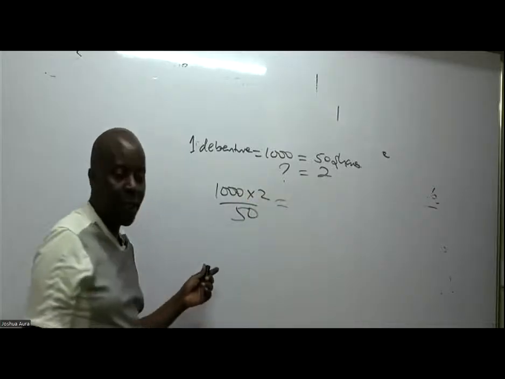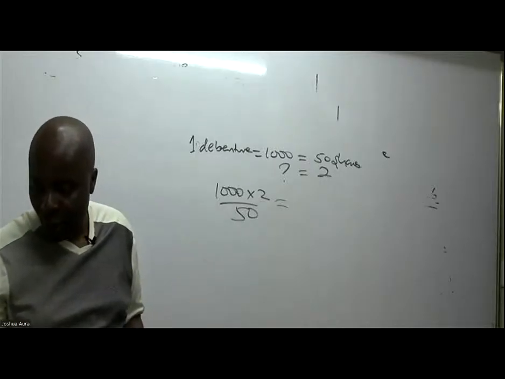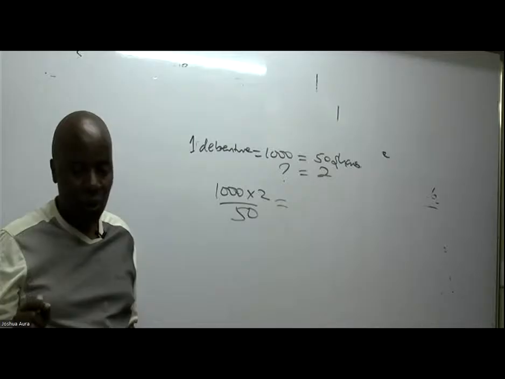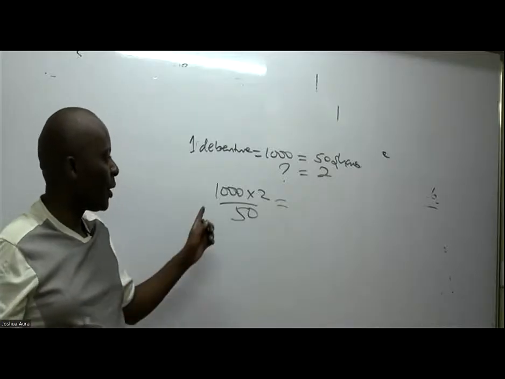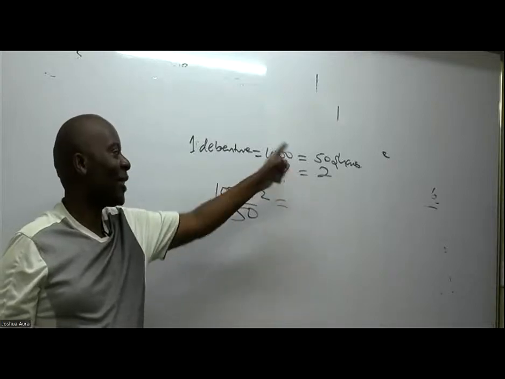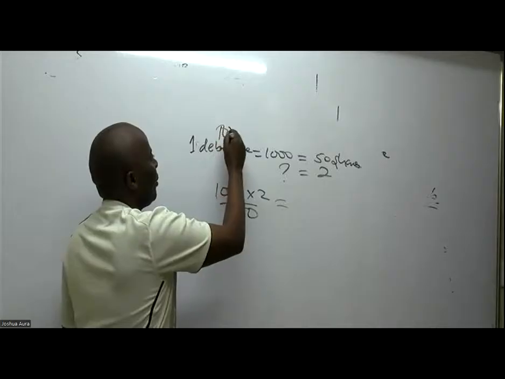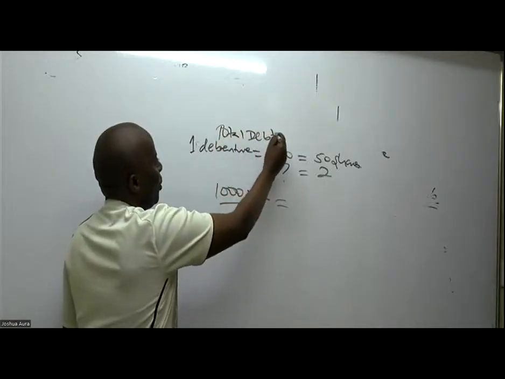Can somebody give me this answer? Monsieur is saying 2 million, right? 2 million. Are you sure? Oh, that is 2 million, yes. How about this total debt? I'm calling this one here total debt.